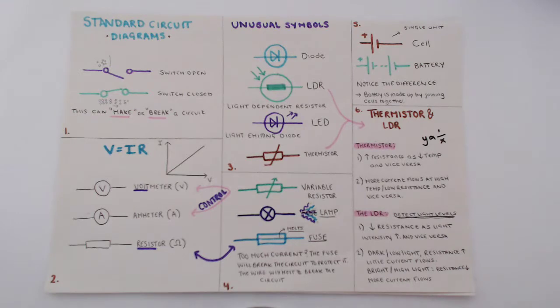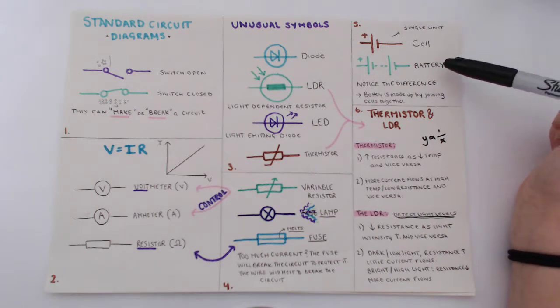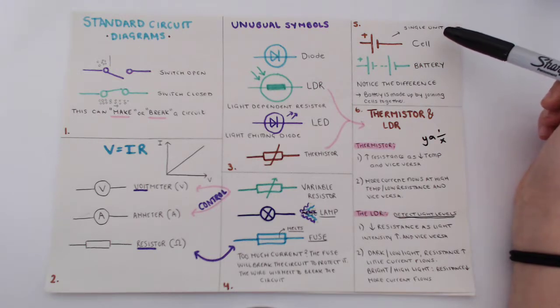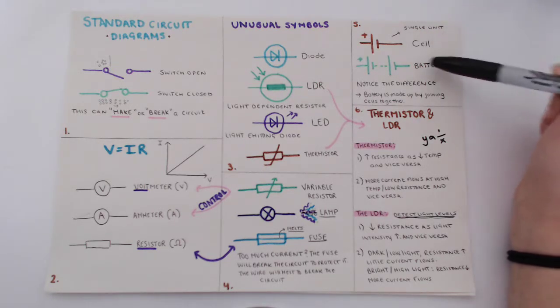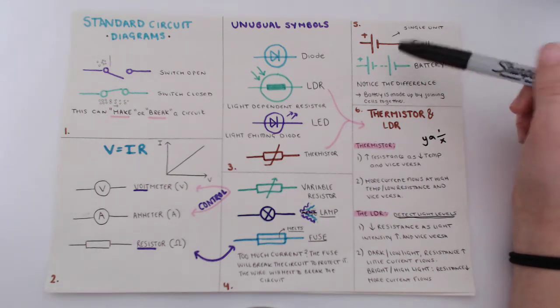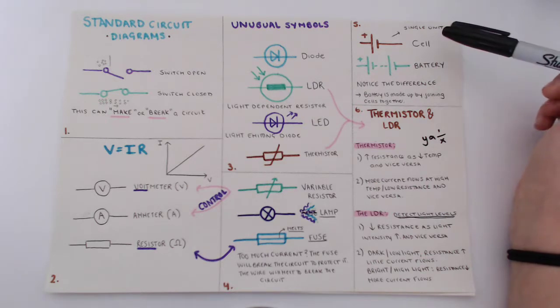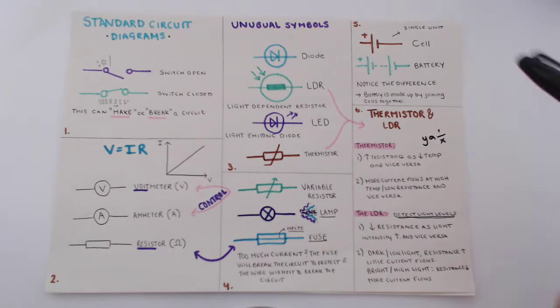And then we'll have a recap on cell and battery. This is how you draw a cell, and this is how you draw a battery. A cell looks very similar to a battery, but it's like a single unit. A battery is made up of loads and loads of cells, and in your circuit diagrams in your exams you're more likely to have a battery than a cell, because batteries are better to use, pretty much because a cell is only a single unit.